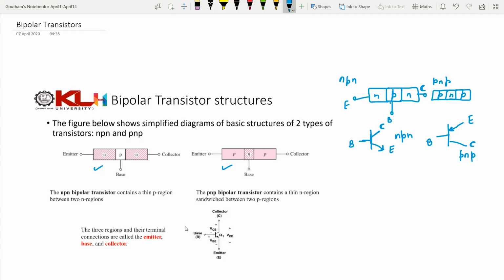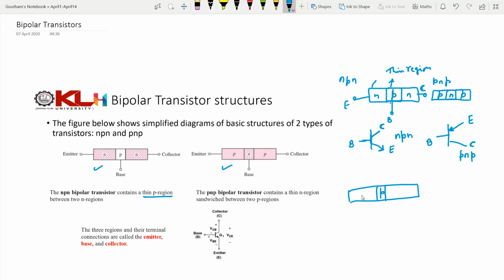There is one important thing to take care of here. The NPN bipolar transistor contains a thin P region between two N regions. We have seen that the P region has been sandwiched between two N regions, but it is also a very thin region, physically. So I would put it this way.